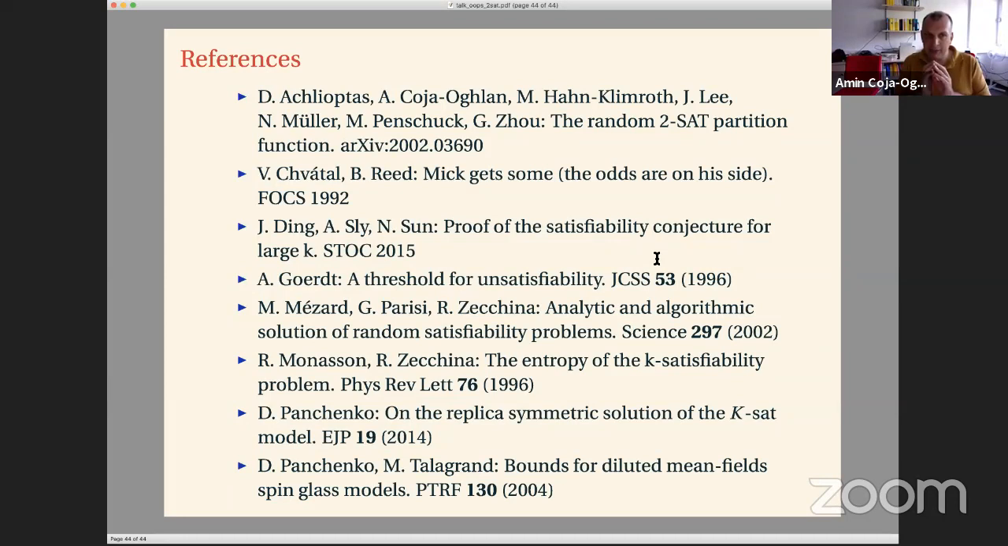Anyway, let me stop talking about 2-SAT right here and continue with the group testing problem. Or should we actually have the break now and maybe continue with the group testing later? Yeah, sure, we could.